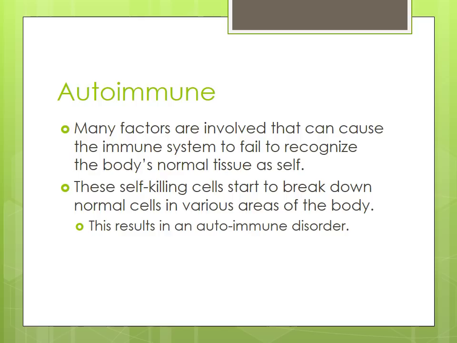Since we don't know why this happens, they do have some ideas. They think it's a mix between genetic predisposition, hormonal factors, dietary factors, environmental, and other external factors. But what happens basically is the immune system fails to recognize the body's own cells or tissue as itself, and so it starts to break it down in various areas by self-killing cells, and this results in autoimmune disorder.